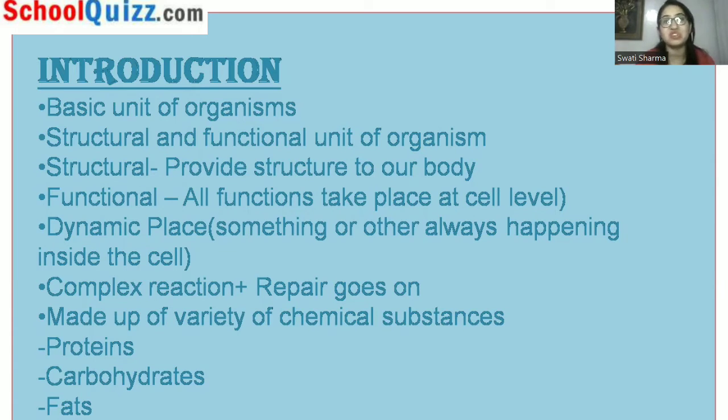Then comes structural and functional unit of life. If we are saying the cell is a structural and functional unit of life, that means cell is responsible for providing structure to an organism. Like if some organism is circular in shape, that is because of the cells which are found in that organism. So because of that, structure of a cell is designed, like whether a cell is cuboidal shaped, rectangular shaped, or long elongated shaped. Then comes function, that what all are the functions that are performed by that particular cell.